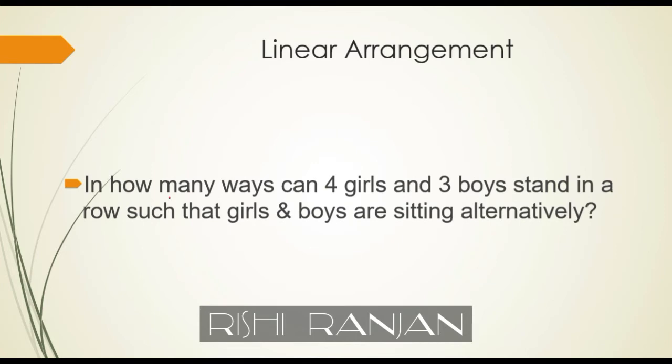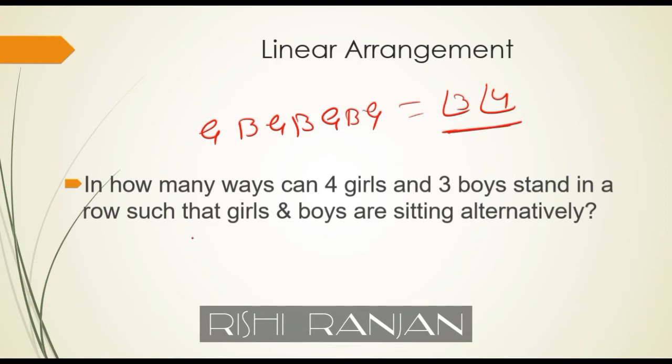Let's look at one more question. Now when the number of girls and boys are differing by 1, 4 girls, 3 boys, alternate arrangement. Let me try. Girl, boy, girl, boy, girl, boy, and girl. I have taken the positions, but the boys can shuffle among themselves and the girls can shuffle among themselves. So the point here is whenever the difference between the boys and girls is 1, in that case you can simply write factorial n into factorial n minus 1.